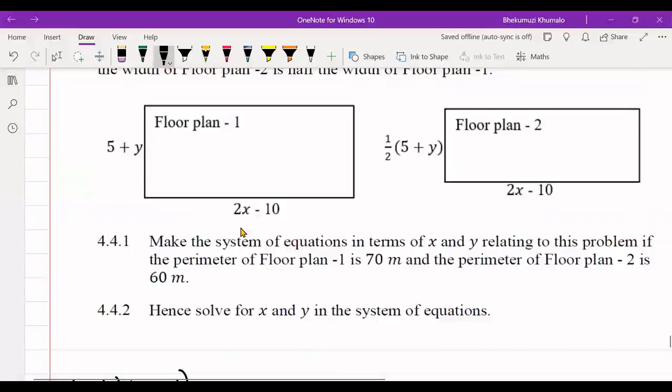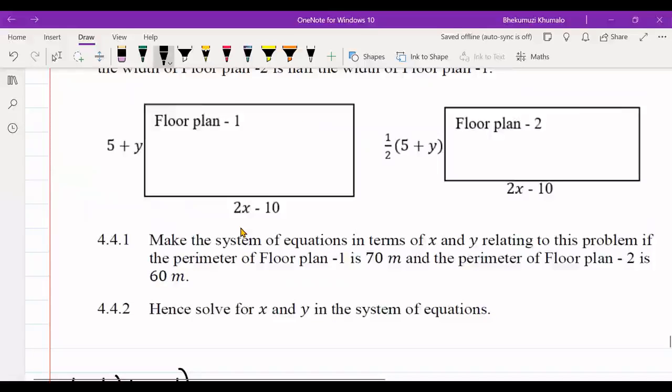So what is the question? What's the first question? Let's just see. It says make the system of equations in terms of x and y. We need to make a system of equations. Now this is key to understand. When they say system of equations, they mean more than one equation, right? And an equation, remember, has a left and a right hand side. So it's most definitely you're going to have to do some type of simultaneous at some point, right?